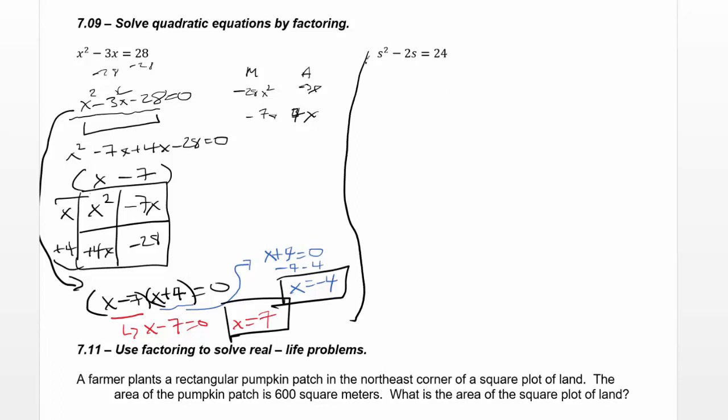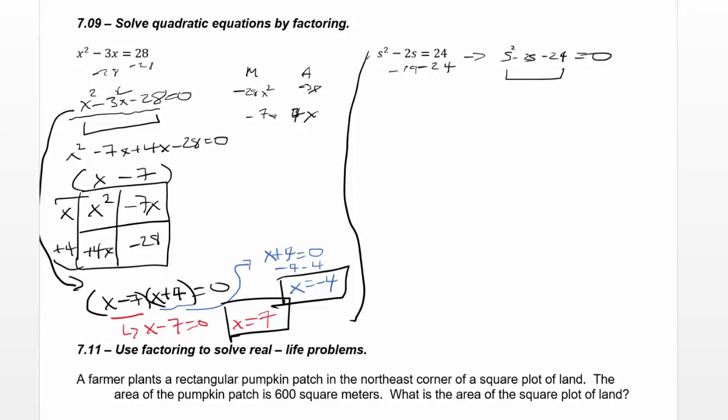Let's try that one more time. This time, instead of using a box, I'm going to factor this using the shortcuts that we discussed in the previous learning target. Again, in order to factor this, I need to get this equal to 0. So I'm going to subtract 24 and get s squared minus 2s minus 24, and this is equal to 0.